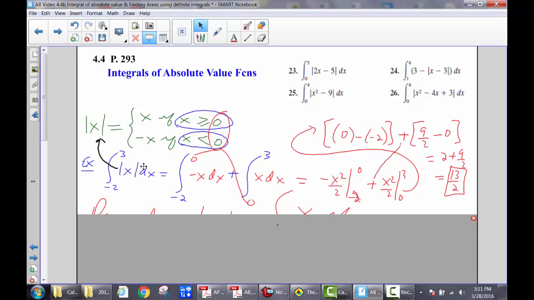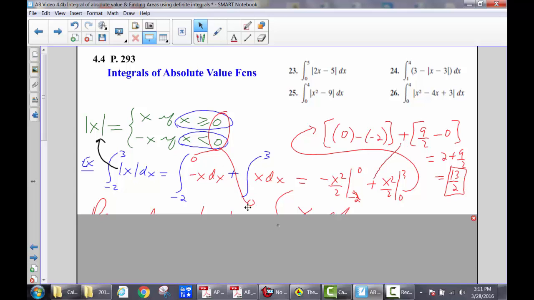What you have to realize is the absolute value of x is two different functions. If x is greater than or equal to 0, you can lose the absolute value signs and just keep x. But if x is less than 0, then when you drop the absolute value signs, you have to stick a minus in front of the x. So if I'm going from -2 to 3, I've got to break it up on either side of 0. So I have -2 to 0 plus 0 to 3.